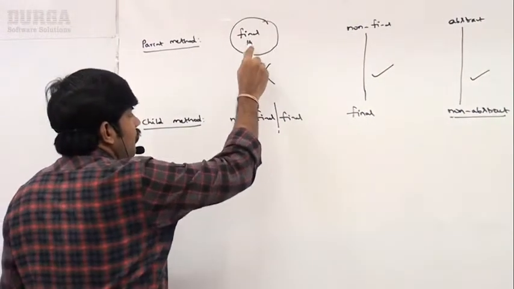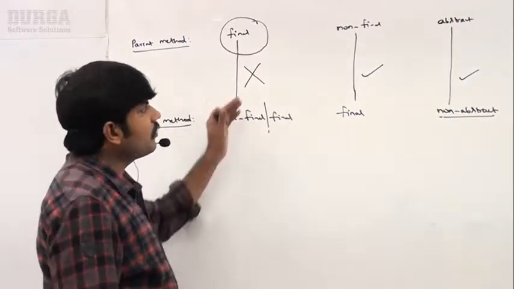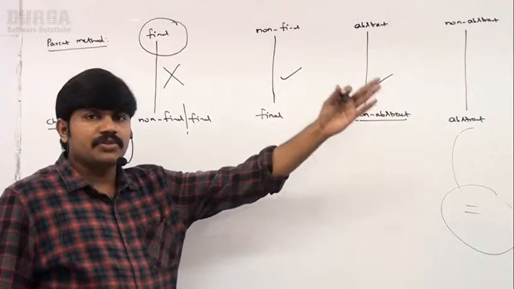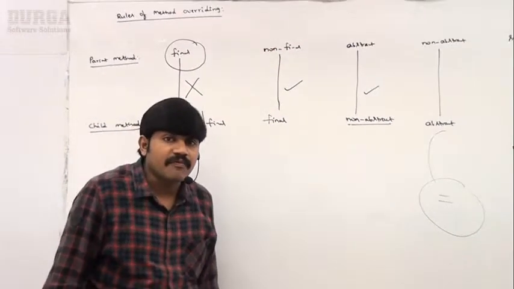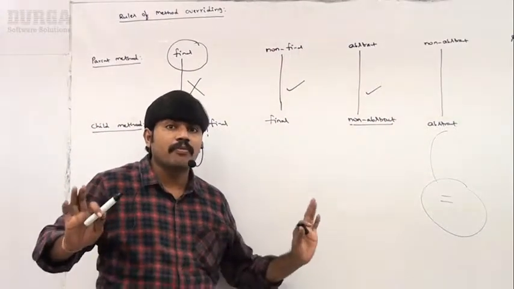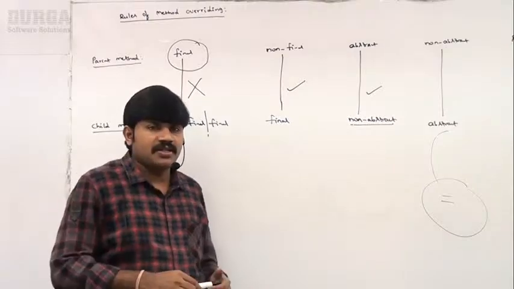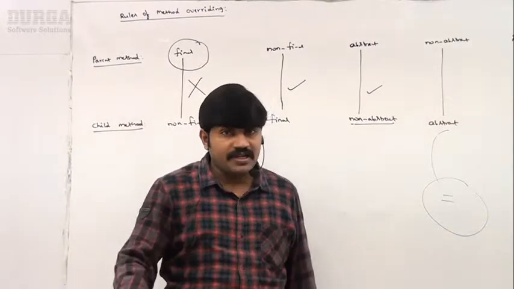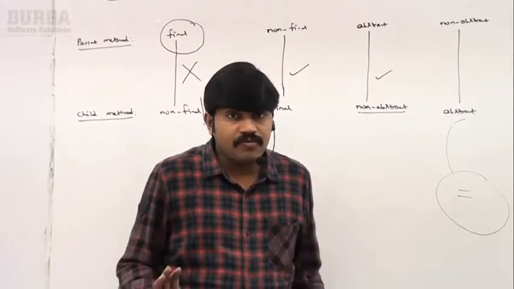Final method we can't override. Sir, what about abstract? What about non-final, synchronized, native, strictfp? All these things are perfectly acceptable, no problem at all. Only one restriction, sir: we can't override a final method. If you try to override a final method, immediately we will get a compile-time error.